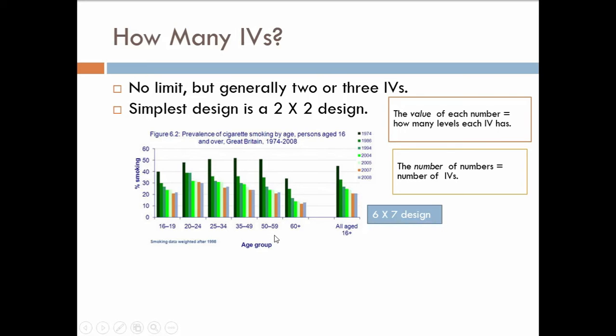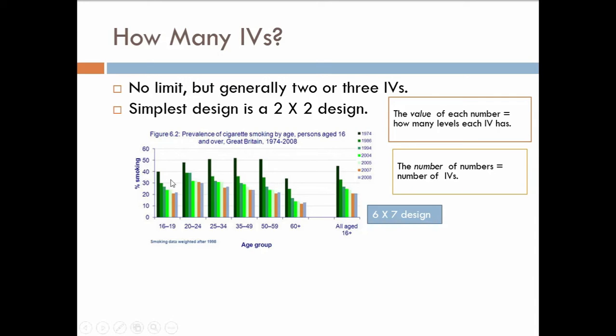Now I always like to get really concrete because it seems like it makes more sense. So with this graph, what we're seeing is we've got 2 independent variables. One of the variables is age group, and you see that there's 1, 2, 3, 4, 5, 6 levels on age group.